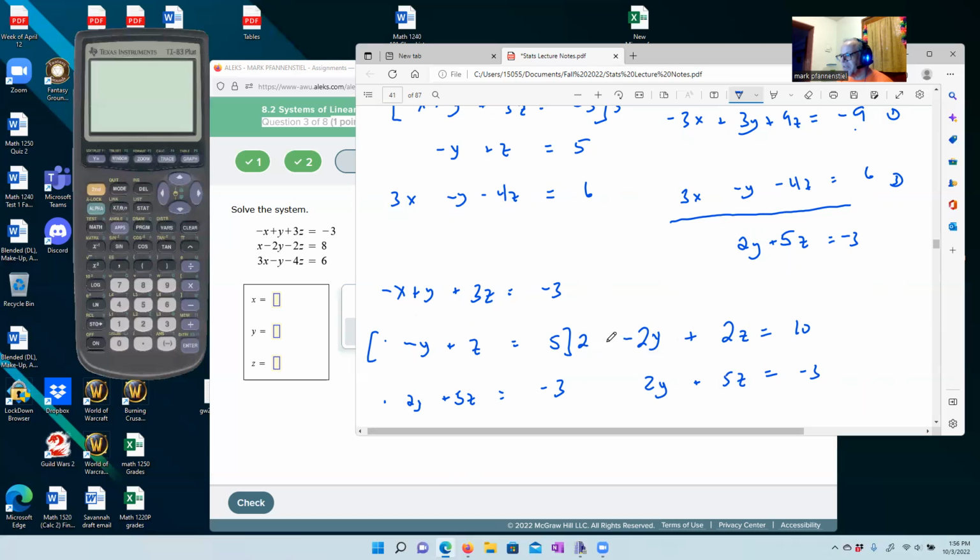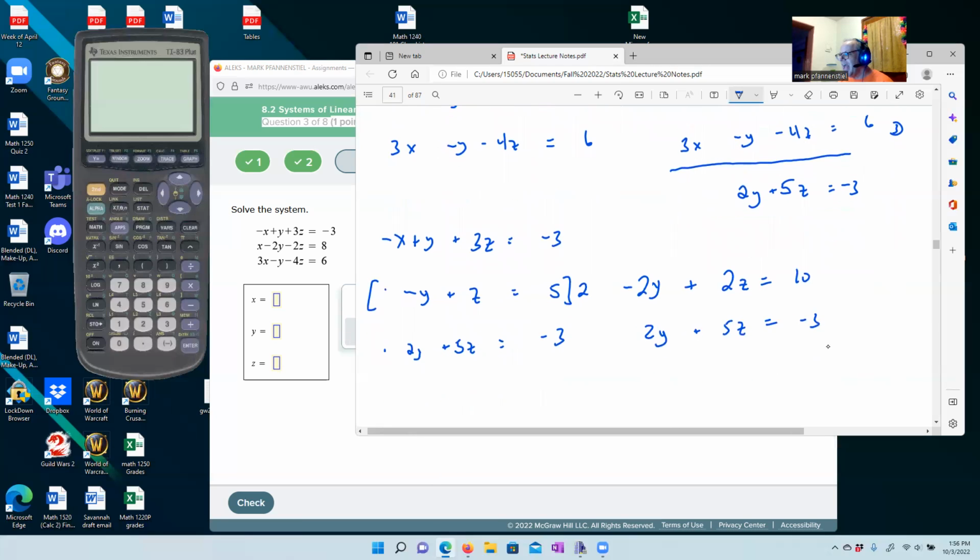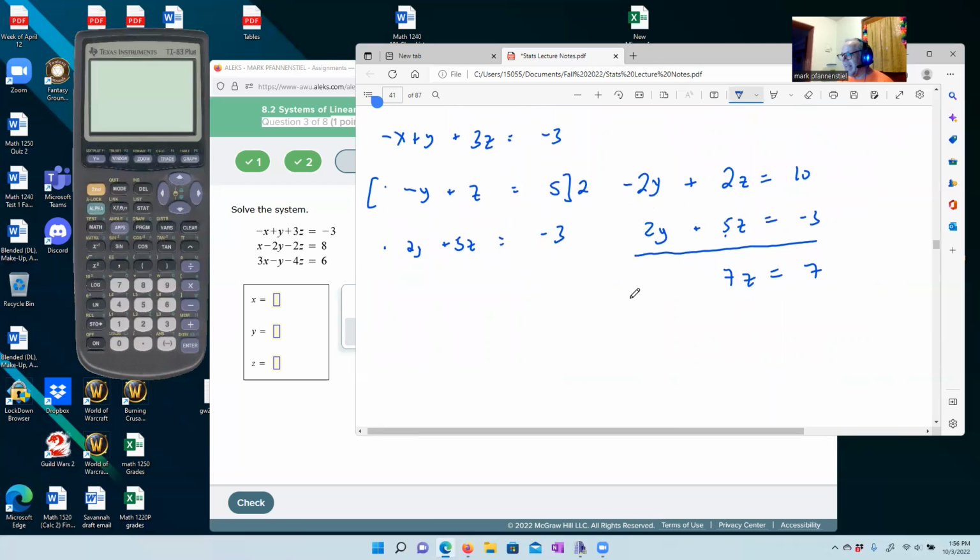Double checking to make sure that I have everybody straight here. And then what we're going to do is add these two together. Notice the -2y and the 2y make 0. That's the point. So 2z and 5z is 7z, and 10 minus 3 is 7. So to recap, we have our -x plus y plus 3z equals -3.